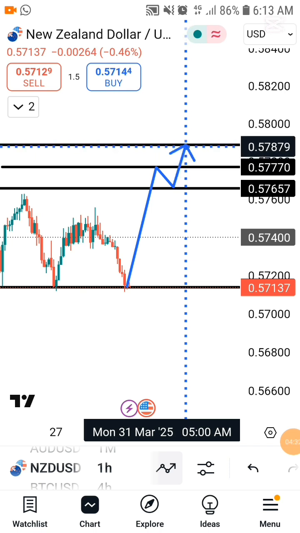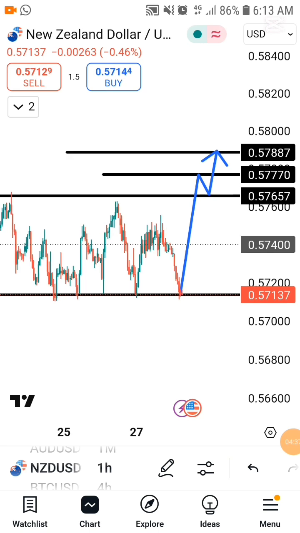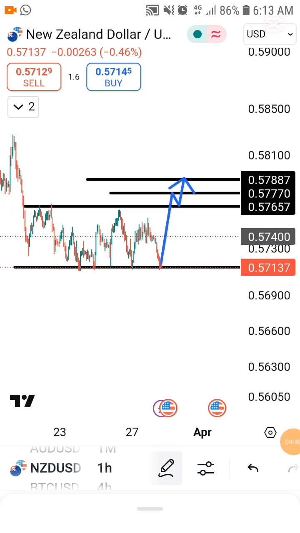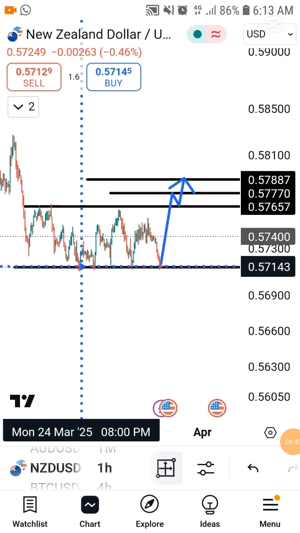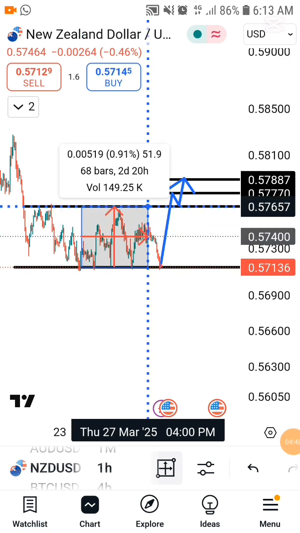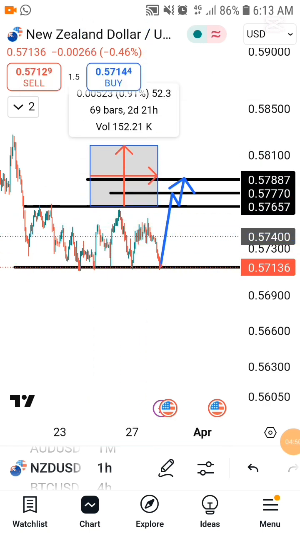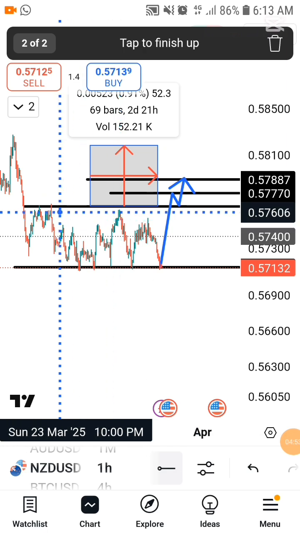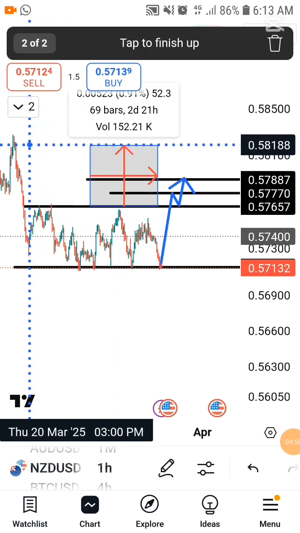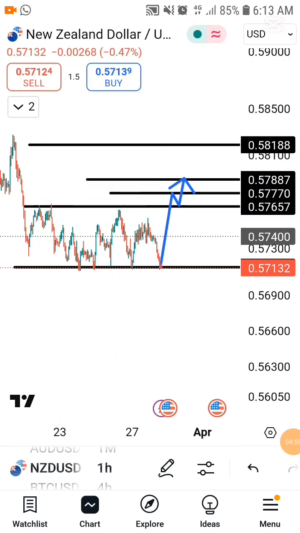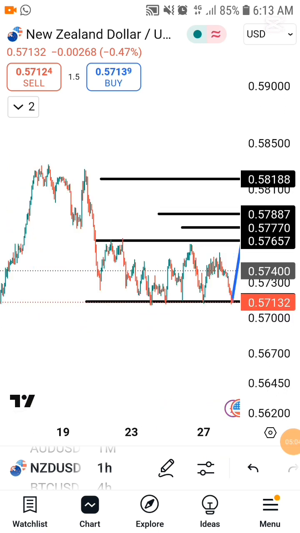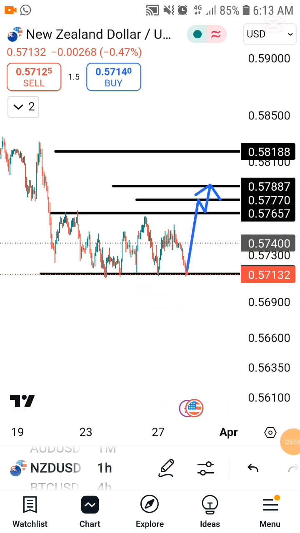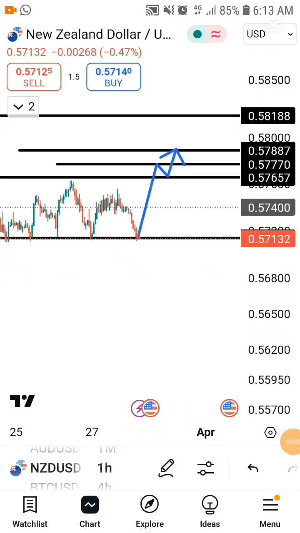Our first take profit will be on the half of the distance. Then our second take profit is going to be the full distance of the market, which is this. On this time frame, our second take profit will be on the full distance. Then we are done with this consolidation. This is how to trade a consolidation market.